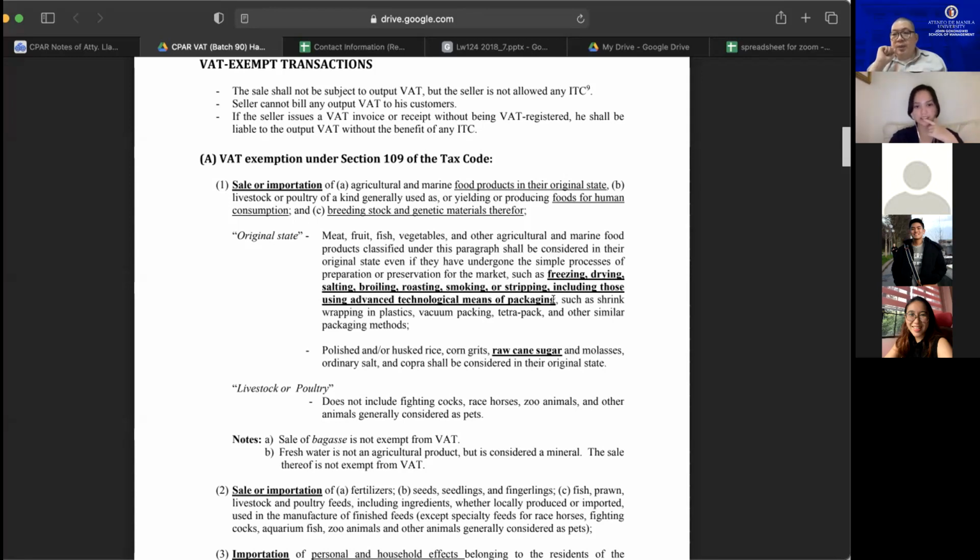Oh, okay. So you need to, bakit hindi ka kasi hindi ka nagbebenta ng carrots. Ang binibenta mo carrot chips. And carrot chips has already undergone the preservation, the process of the processing. Okay?